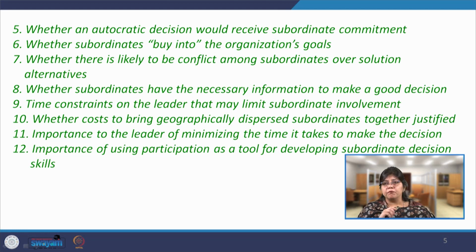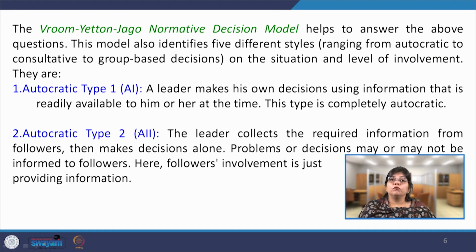There can be a number of contingencies, not only 12, but these are the specific 12 conditions which have been identified by Vroom and Yetton, showing how decision making has to be taken based on the amount of participation allowed to the subordinates. Vroom, Yetton and Jago, who revised it again, have identified a normative decision model which helps to answer the above questions.